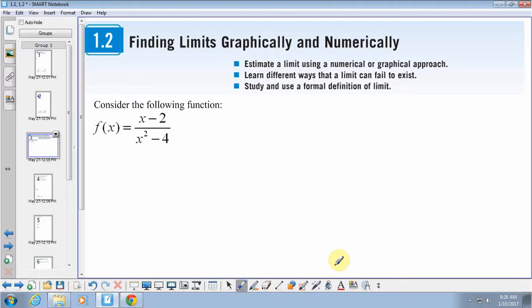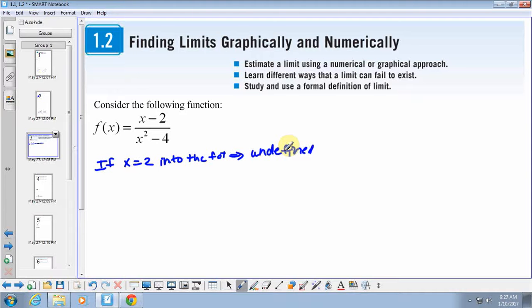If we look at this function, f of x equals (x minus 2) over (x squared minus 4), let's just explore this function for a little bit. If I put x equals 2 into this function, then I will get something that has a 0 in the denominator, therefore it's undefined. Okay?